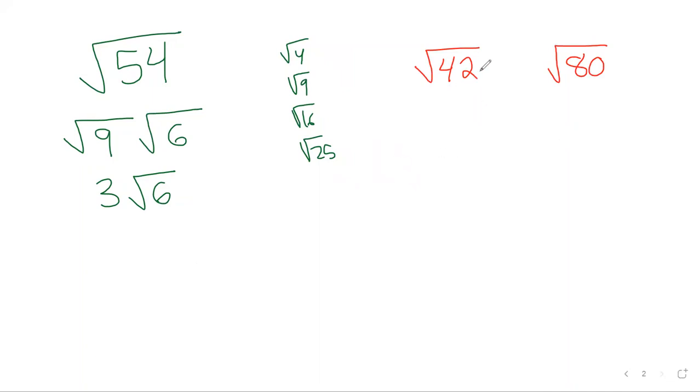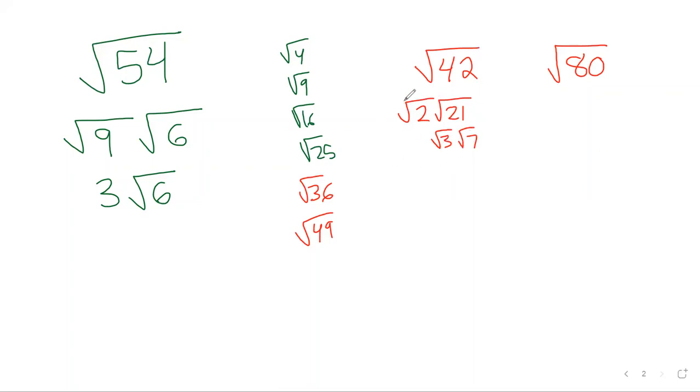Okay. Root 42. Well, there's plenty of things that go into 42, 2 and 6 and 7. There are no perfect squares that go into 42, though. If we keep going with this list, you can see we're now bigger than 42 and nothing's gone in yet. This can't be simplified because there are no perfect squares that go into 42. If you separate it into root 2, root 21, root 3, root 7, there's nothing there.